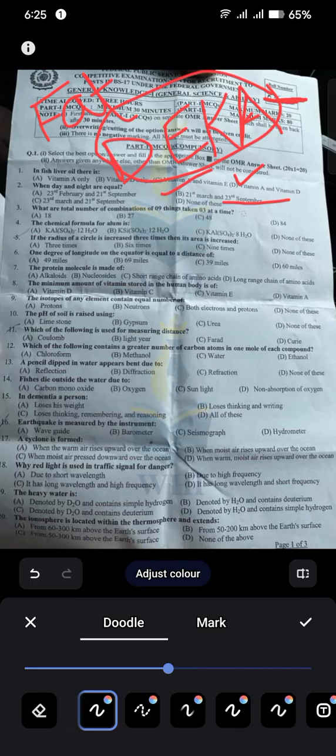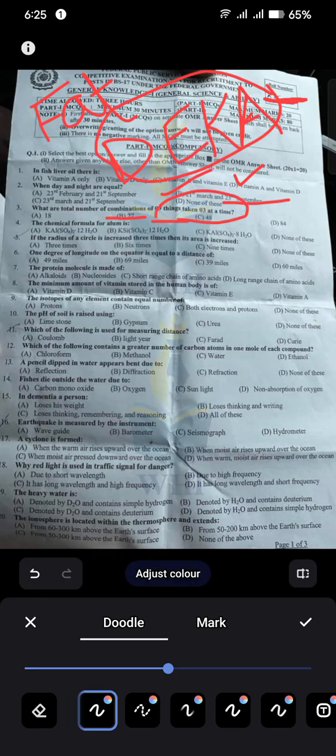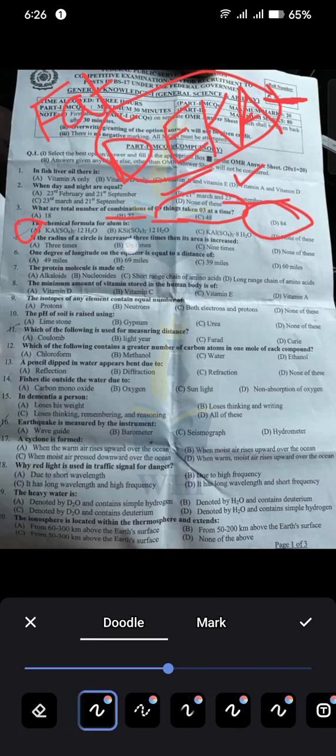What is the total number of combinations of the 9 things taken 3 at a time? So we can see here, this is the answer, 84, and you can calculate it. The chemical formula for alum is K2SO4.Al2(SO4)3.24H2O. So question number 5, the radius of a circle is increased 3 times.